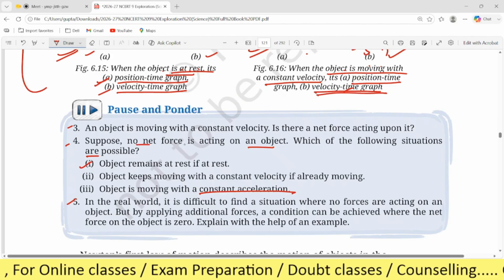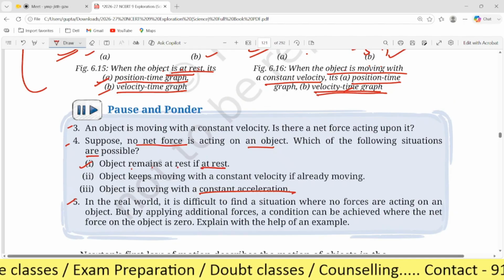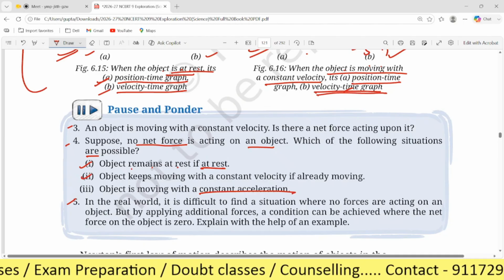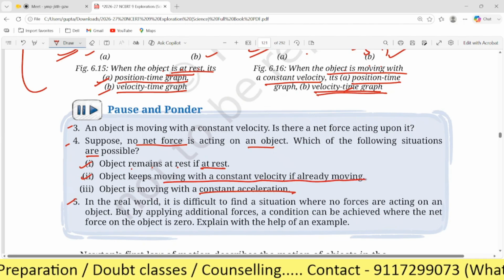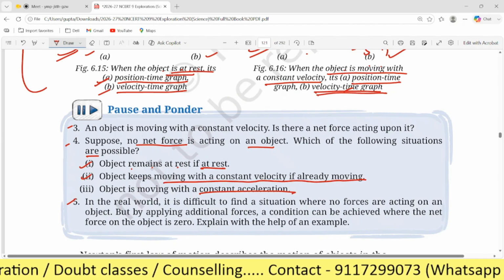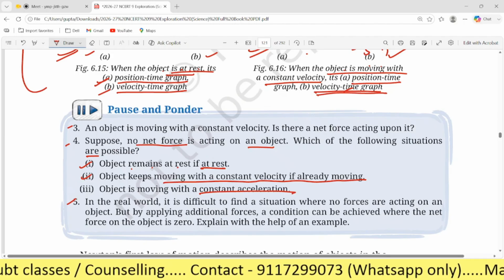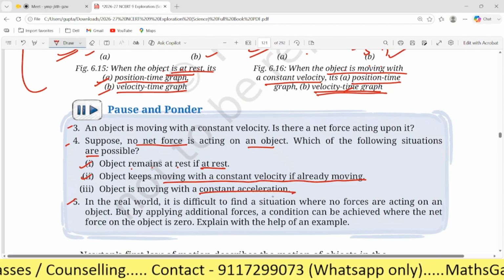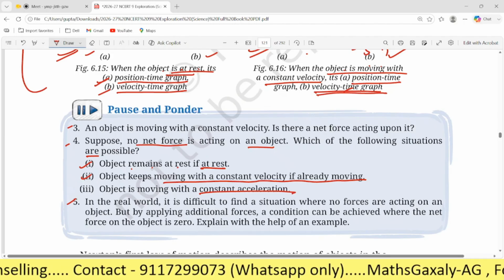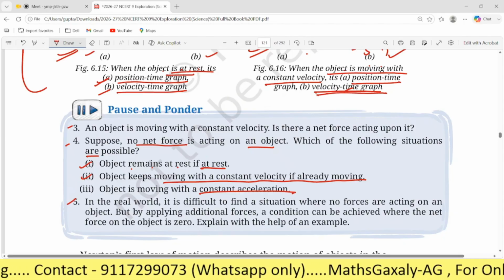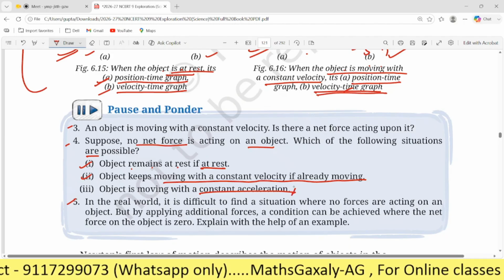The first two are possible. When no force is acting on it, if it remains at rest, it will be at rest. The second is that the object keeps moving with a constant velocity if already moving. These two are possible, right? According to Newton's first law. But when it has constant acceleration, it means its velocity changes steadily over time, causing its speed to increase or decrease. So that's why this will not be possible.